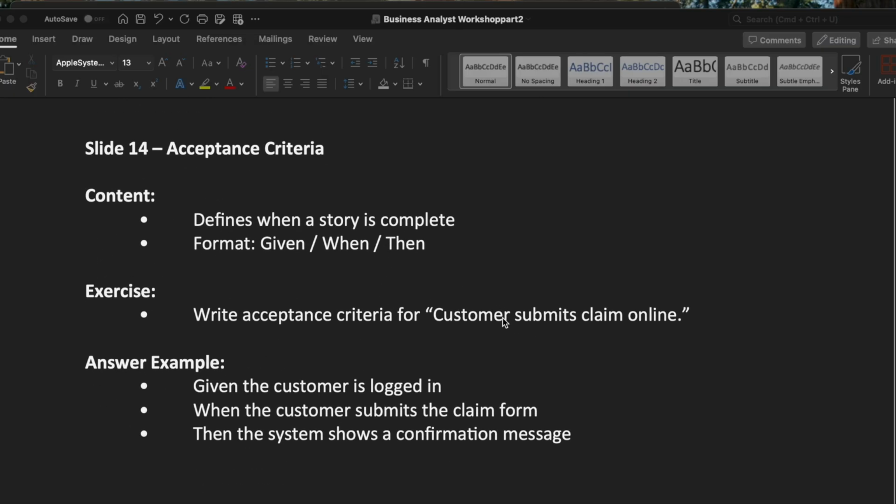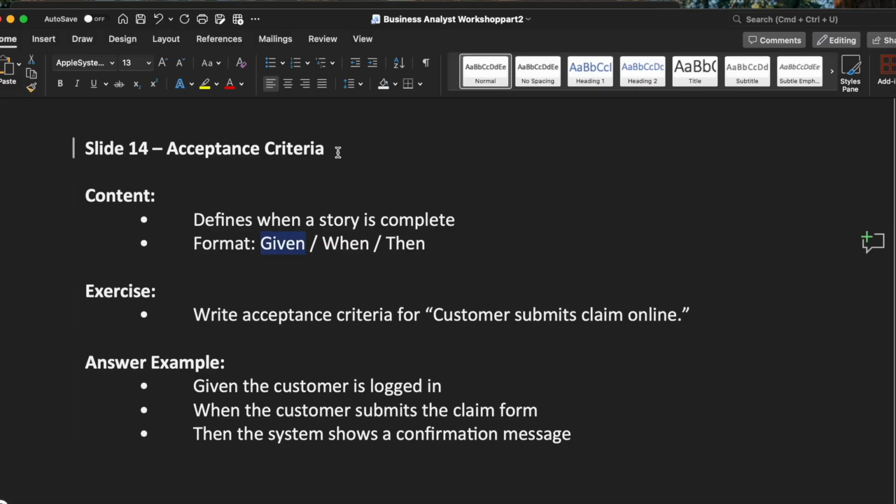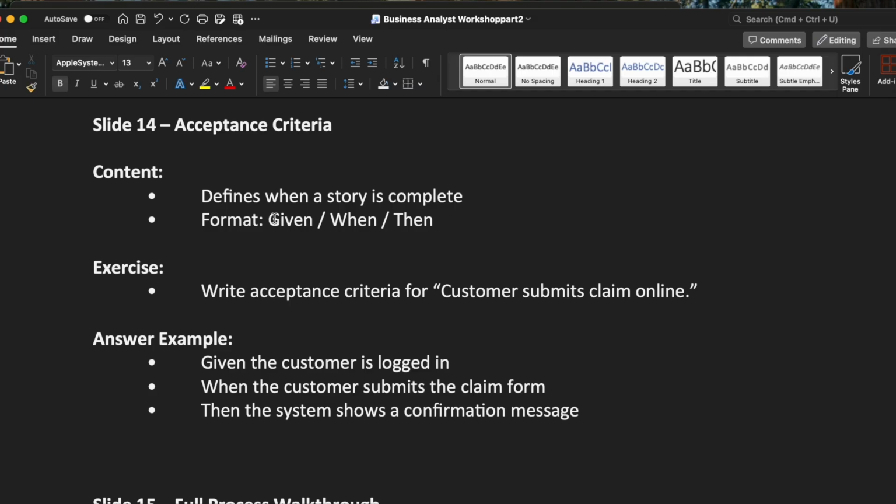When the document showed up in the claims officer queue, then the claim officer should be able to review the documents or review the claims. So Given means precondition. That's the given part. When is, like for example, when the power is on the TV, that's a given. When you press the button on the remote control, what you want to see? Then, like that.